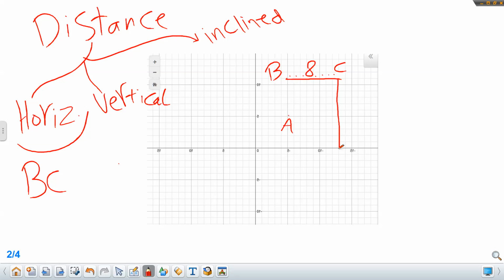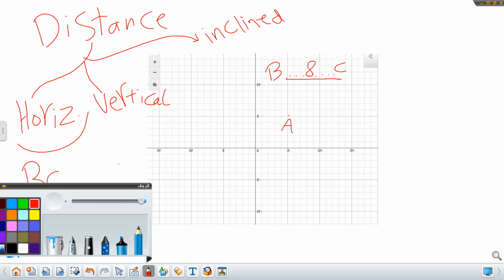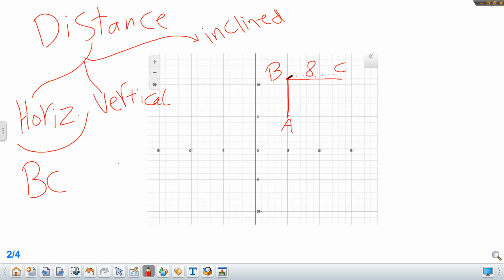Then what about vertical distance? Vertical distance is the distance between 2 points like the y-axis or parallel to the y-axis. Like what? Yes, good, like AB. So AB equals what? You can find it by counting: 1, 2, 3, 4, 5, 6. So I can find horizontal distance or vertical distance using counting. It's easy for everyone. But what about inclined distance?